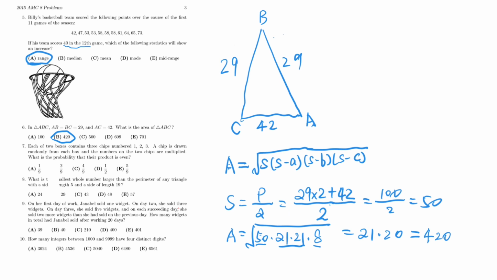So if you don't know Heron's formula, you can still use the Pythagorean theorem. From B, draw the perpendicular line to BC. Because it's an isosceles triangle, the altitude is also the median, so these two parts are equal, 21. Use the Pythagorean theorem to find the height, and use 1/2 times base times height. But using Heron's formula is pretty easy.